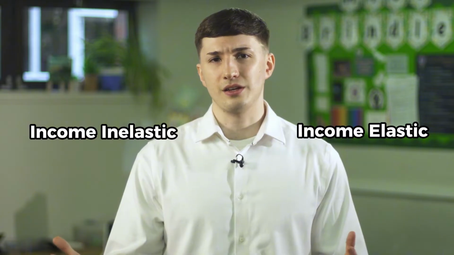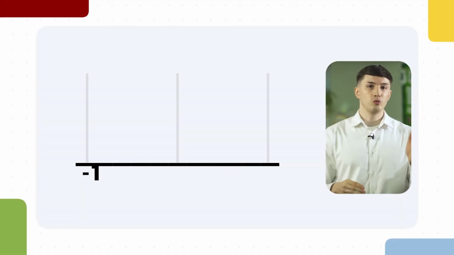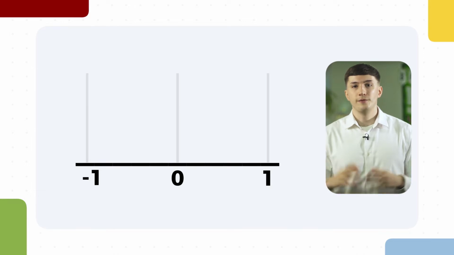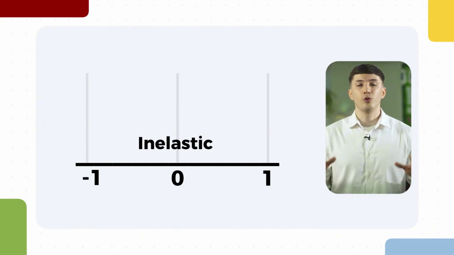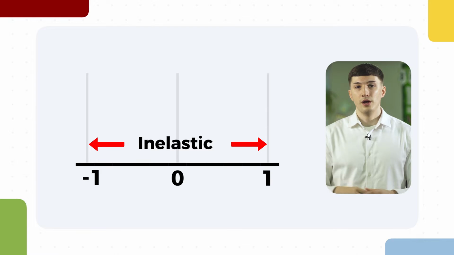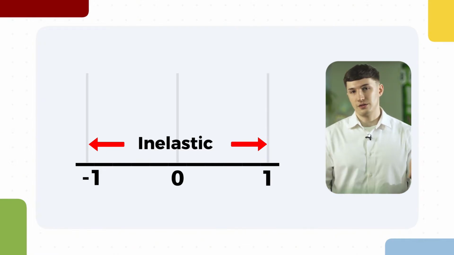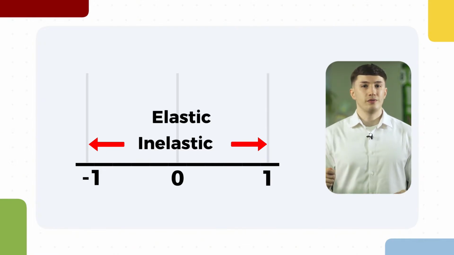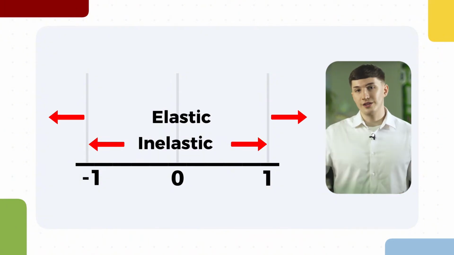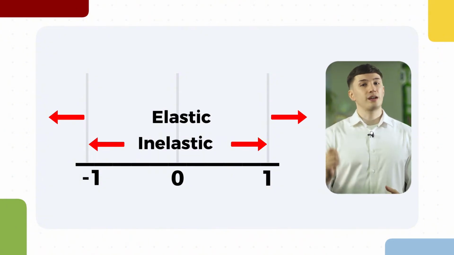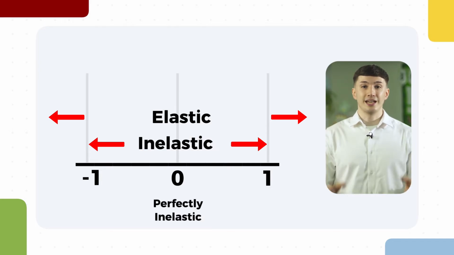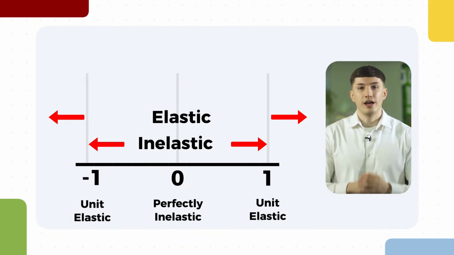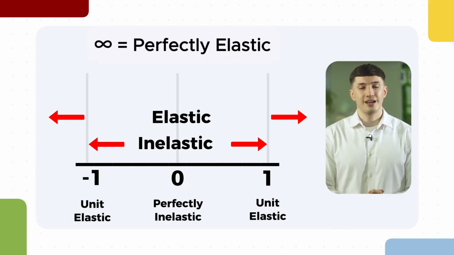When categorizing income elasticity of demand, we have two main categories, income elastic and income inelastic. On this scale we mark three points: -1, 0 and 1. For values to be considered inelastic, they must fall between -1 and 1. This means they are greater than -1 but less than 1. Elastic values, on the other hand, are either less than -1 or greater than 1. If a value is exactly 0, it is considered to be perfectly inelastic. If it's exactly -1 or 1, we call this unit elastic. And if it's infinite, this indicates perfect elasticity.